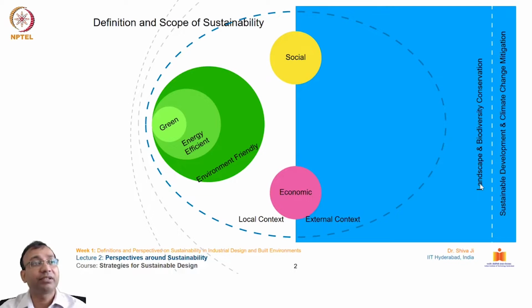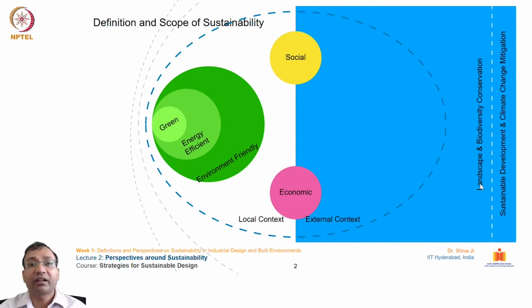In this sphere of sustainable design, there is an environment aspect with the green circle, and there are social aspects with the yellow circle, and the pink circle represents the economic aspect of sustainable development. In sustainable development there are also two factors: one is the local context and the second is the external context. This is on the landscape part. We have been discussing the local context and the external context.